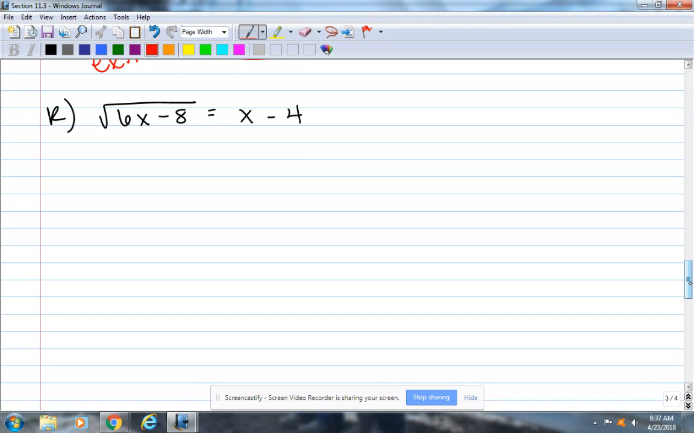Okay, so I got a radical by itself on the left-hand side. So how do I get rid of the radical? Square both sides. Oh, looky there. We'll worry about that in a second. So I cancel my radical, and I have 6x minus 8 equals x minus 4 squared.